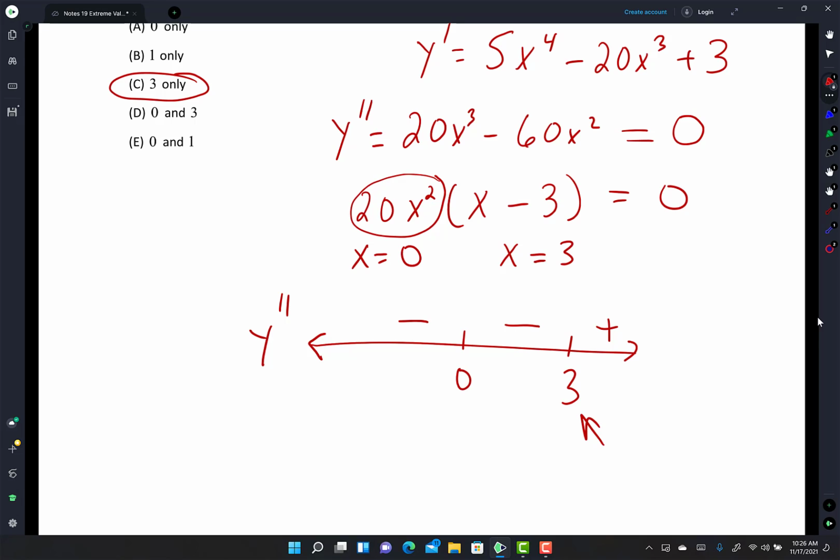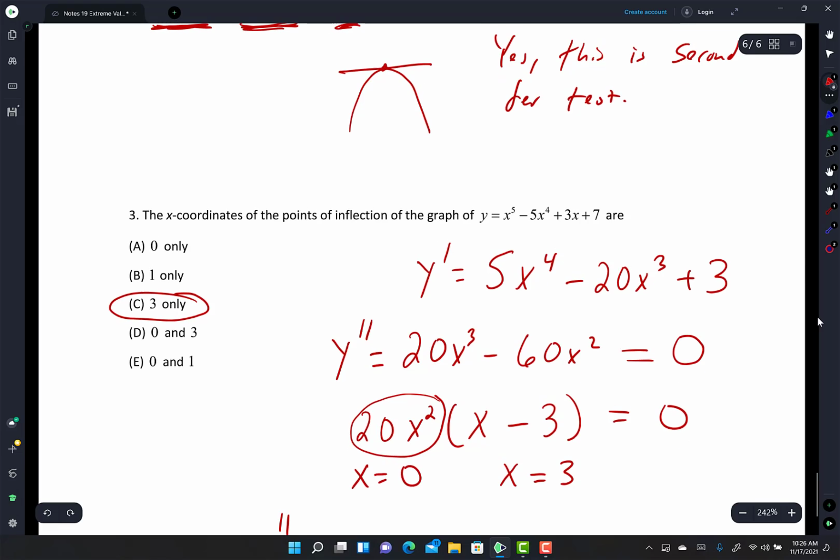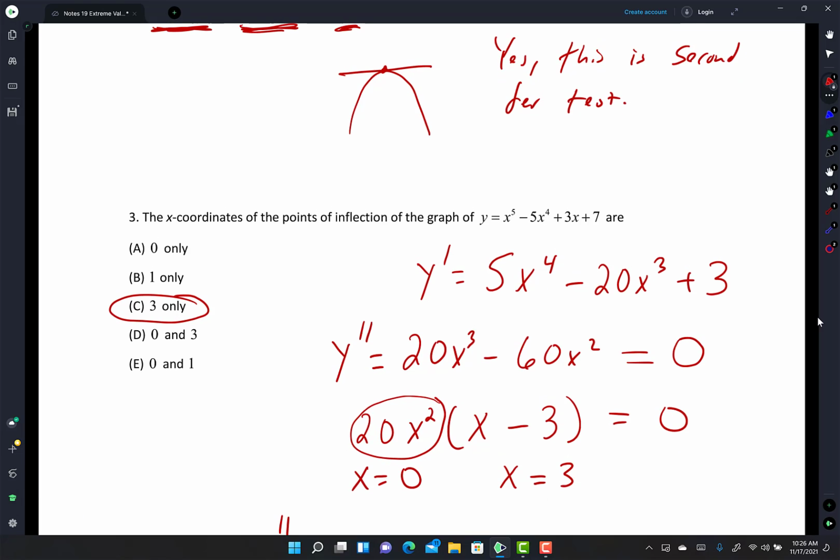Yes, ma'am. Why did you use... Because 20... Oh, the first derivative only tells me where f is increasing or decreasing. That has nothing to do with points of inflection. I have points of inflection where the second derivative changes signs.